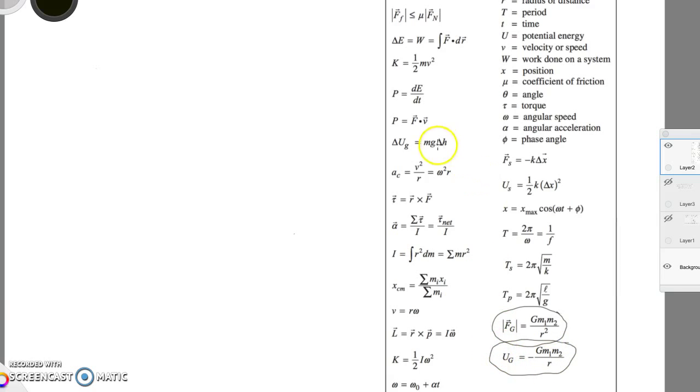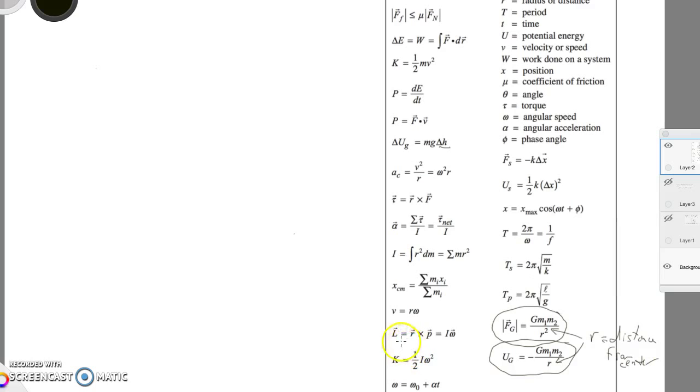And this one is also gravitational potential energy, but this is when you're close to Earth's surface, and this is when you're not close to Earth's surface. And R in both of these represents distance from the center of mass. Okay, when we use this equation, H represents the distance from the surface or from some relative position. R here has to mean the distance from center. Okay.